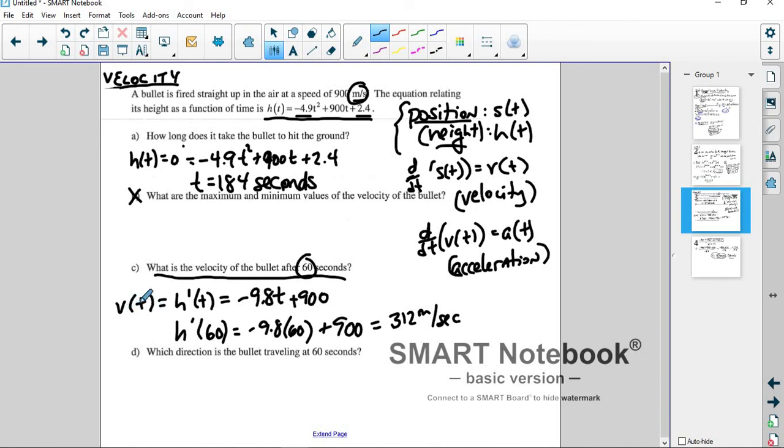Remember, when you take the derivative, this is a dh/dt. What direction is the bullet traveling at 60 seconds? Well, positive velocity means up. If that were a negative number, it would be down. Okay? So that's the way some of those problems work. You've got a worksheet that has many problems to play around with on velocity and also with the tangent lines. Check those out. And as always, reach out if you have any questions. Thanks.